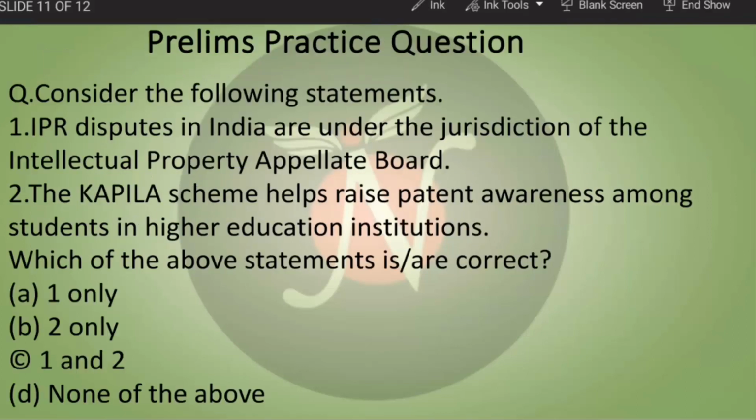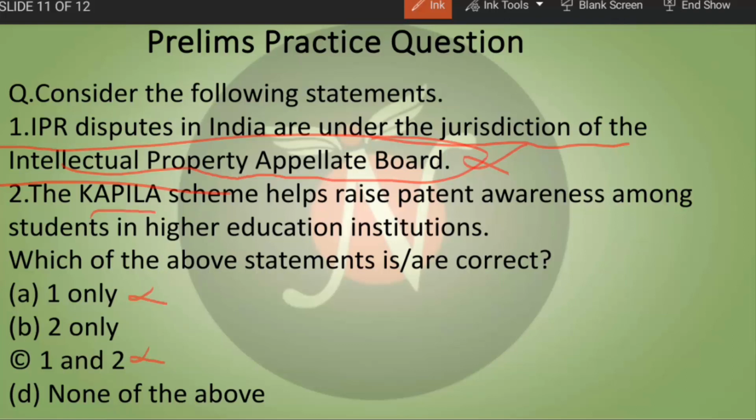So we will come to today's prelims practice question answer. I hope you all must have answered it. First of all, this is not under the jurisdiction of the Intellectual Property Appellate Board. We saw this in the video. So the first statement is wrong. Hence options 1 and C are wrong. Now the Kapila scheme helps raise patent awareness among students in higher educational institutions. This statement is correct. Do not confuse the Kapila with animal husbandry. So the answer is B.